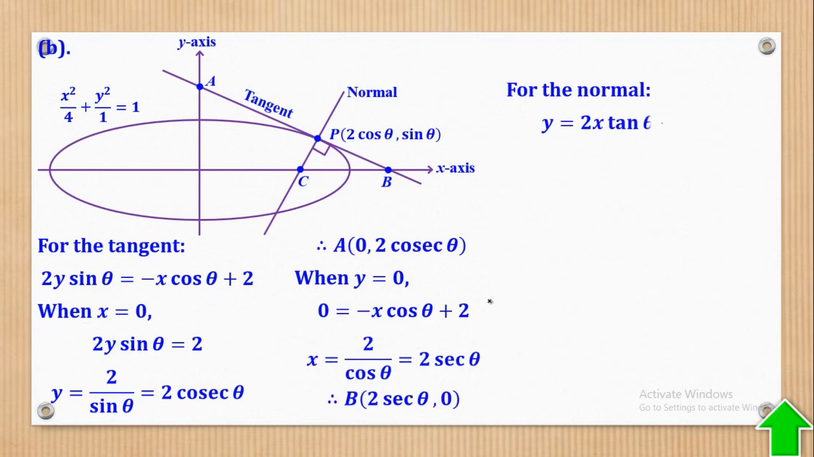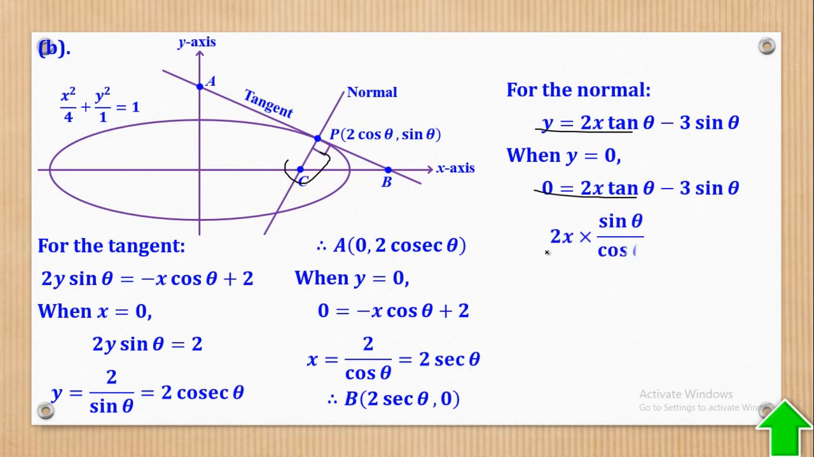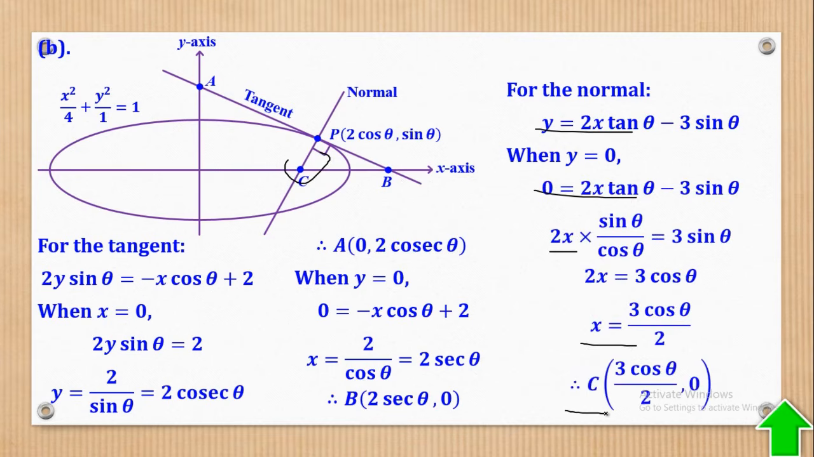Now for the normal, this is the equation of the normal, so I'll come and substitute. When y is 0, I'll be able to get the value of x, and x will be that. Therefore point C is given by that, and that's what they wanted.